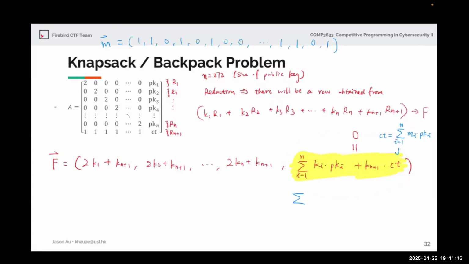This equals this times this plus, for i equals 1, then Mi Pki. So you see these two patterns are very similar to each other, and then they are just one plus another. Okay, so I missed one thing: the K n plus 1 here. Okay, this one.